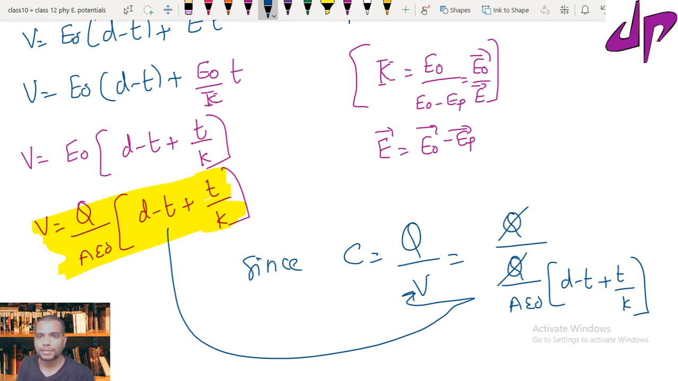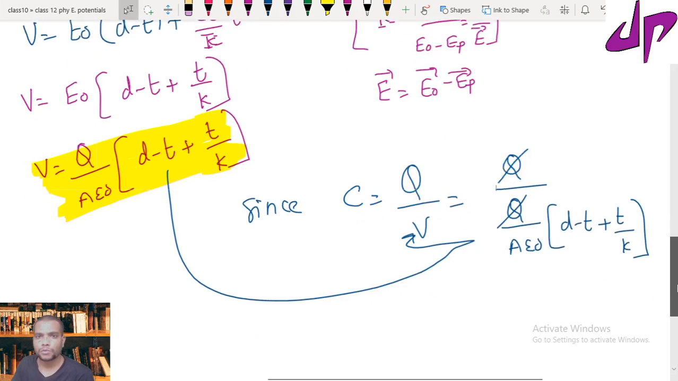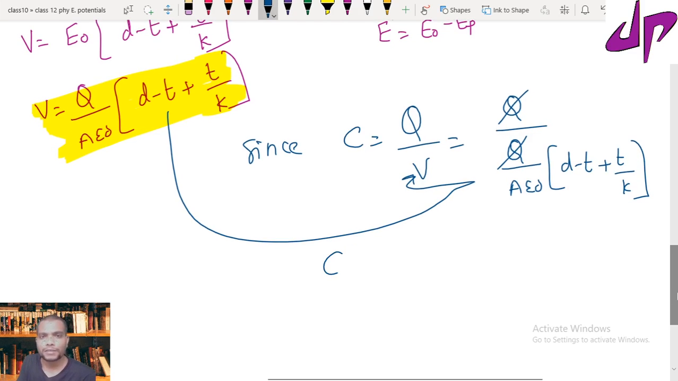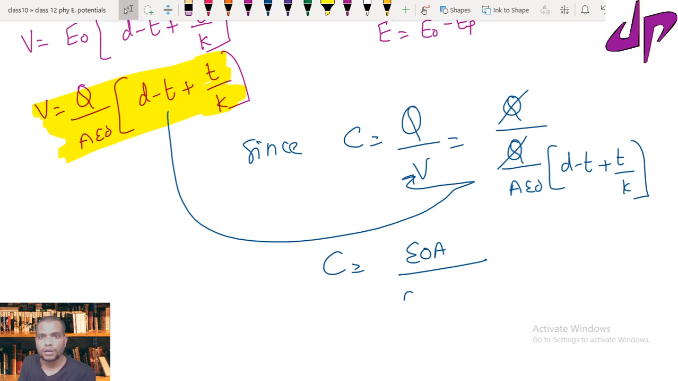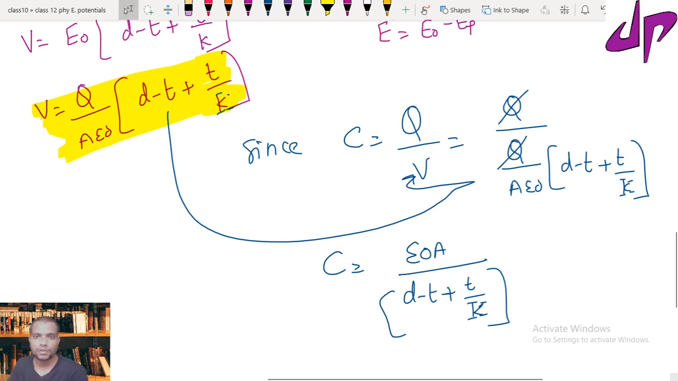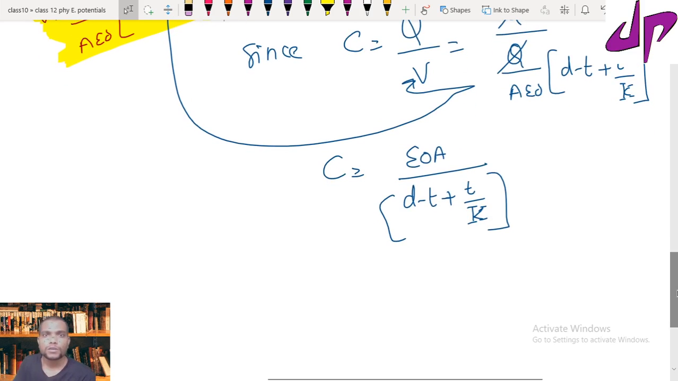Now this Q gets cancelled, and if you take the reciprocal, the capacitance of a capacitor with dielectric, C, equals epsilon naught A upon D minus T plus T by kappa. Sorry, that is supposed to be kappa, the dielectric constant. So this is the final expression for the capacitance of a capacitor with a dielectric medium.